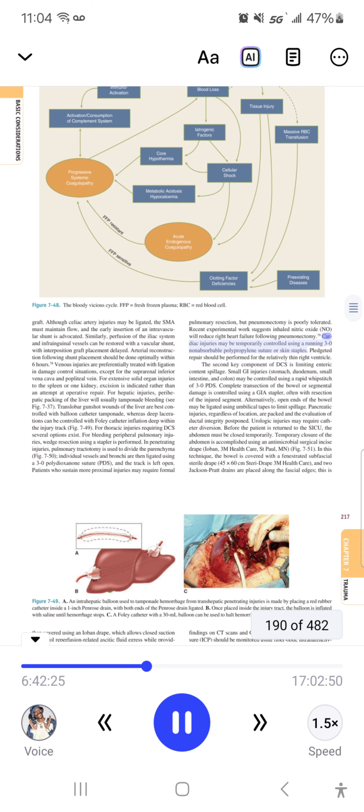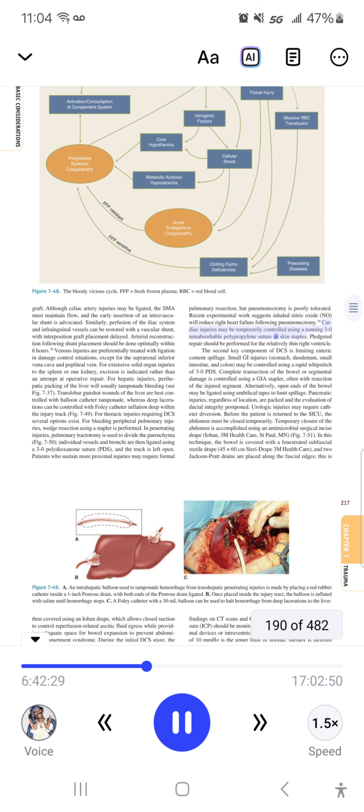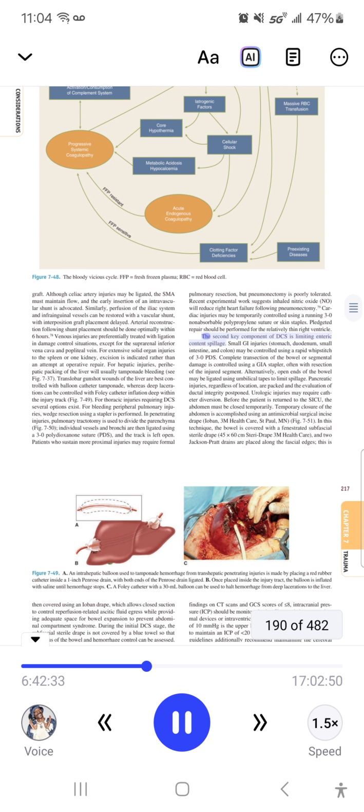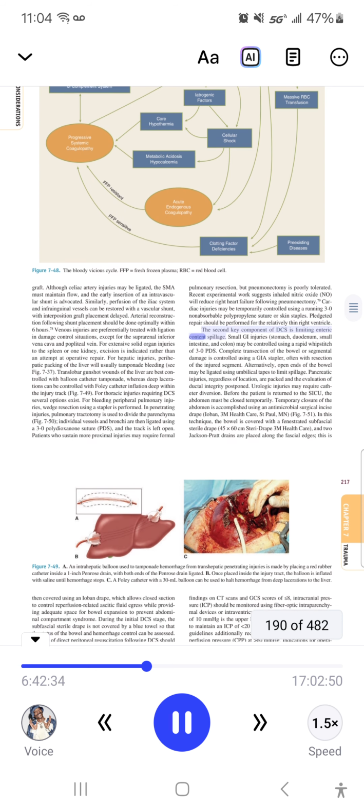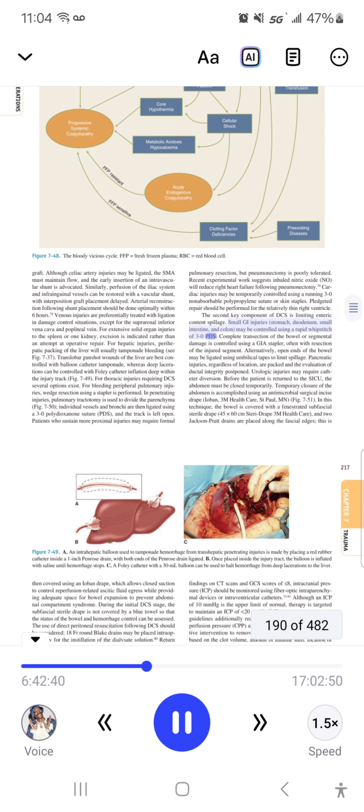79. Cardiac injuries may be temporarily controlled using a running 3-0 non-absorbable polypropylene suture or skin staples. Pledgeted repair should be performed for the relatively thin right ventricle. The second key component of DCS is limiting enteric content spillage. Small GI injuries, stomach, duodenum, small intestine, and colon may be controlled using a rapid whip stitch of 3-0 PDS.